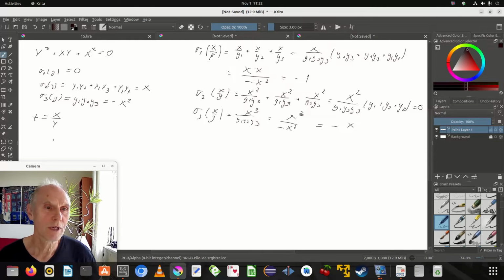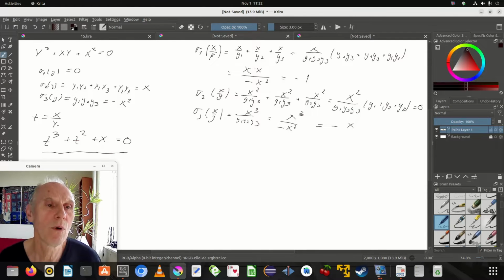That means that we have a polynomial t to the third. Sigma 1 was minus 1. This vanishes, and then plus x. So this is the equation for x divided by y. And the coefficients are all polynomials in x, so that means that this is an integral function.